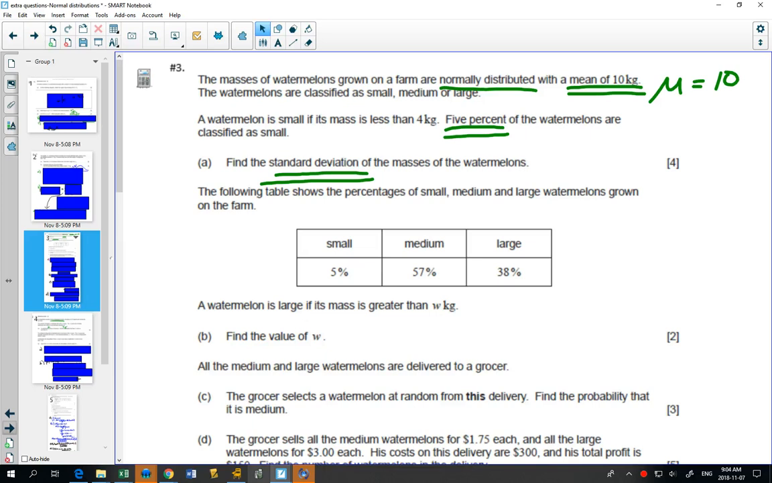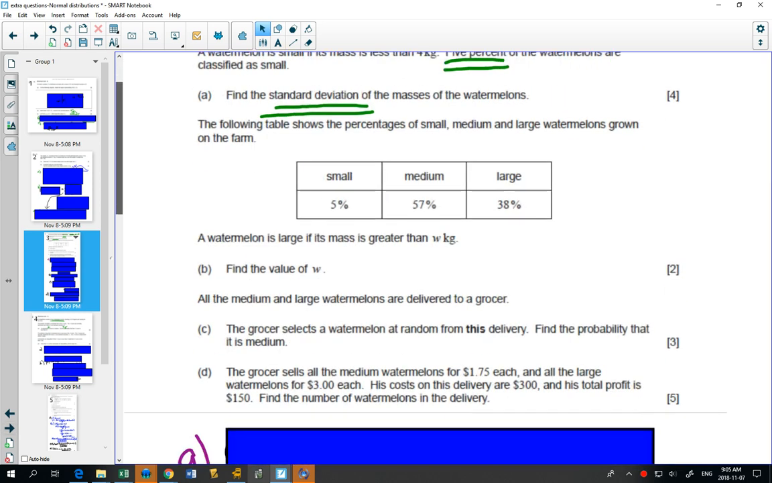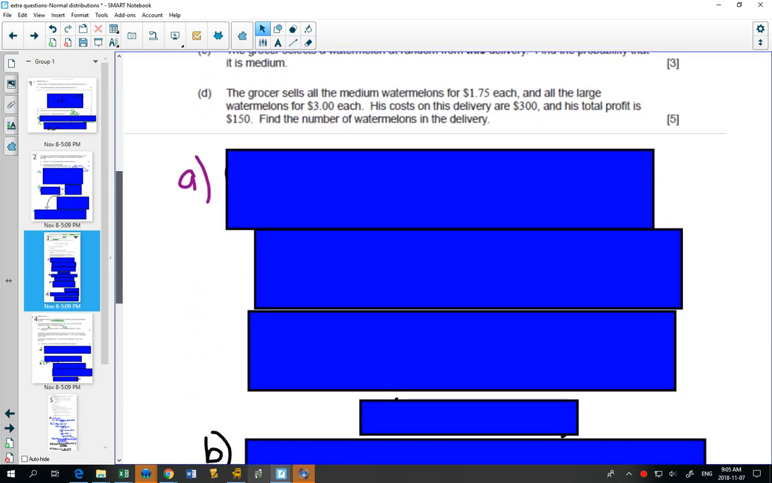A watermelon is small if its mass is less than 4 kilograms. 5% of watermelons are classed as small. So at that point, are you thinking inverse norm or normal CDF? Inverse norm. We need to find the standard deviation of the masses of watermelons. The following table shows the percentages of small, medium, and large watermelons grown on the farm. Okay, so let's answer part A.